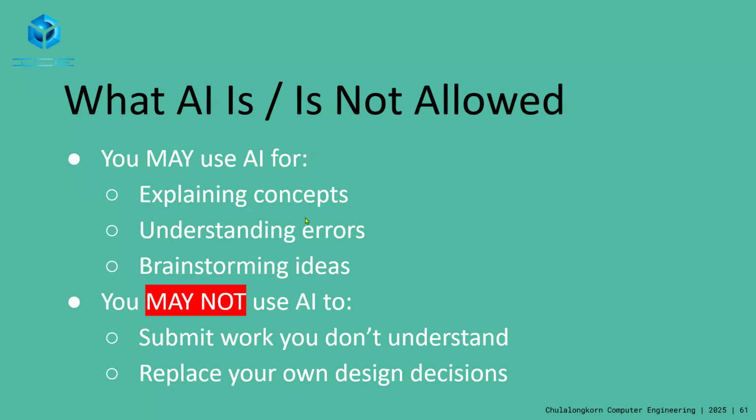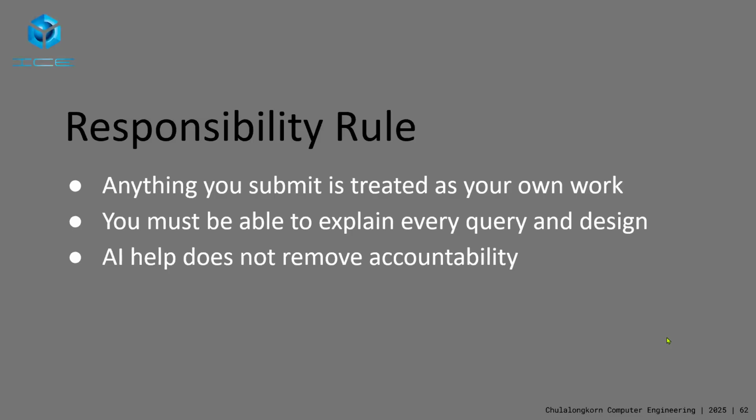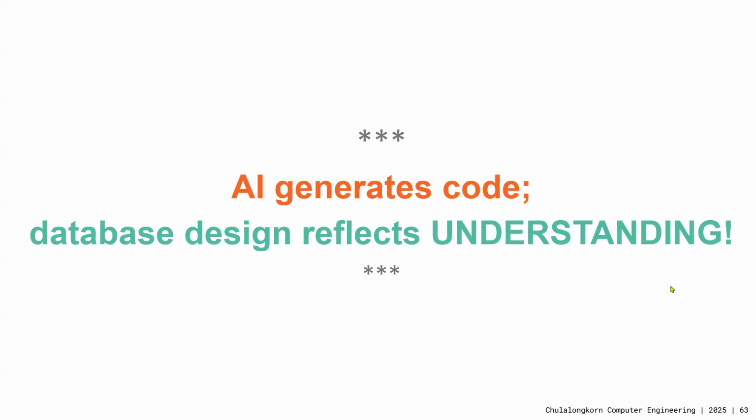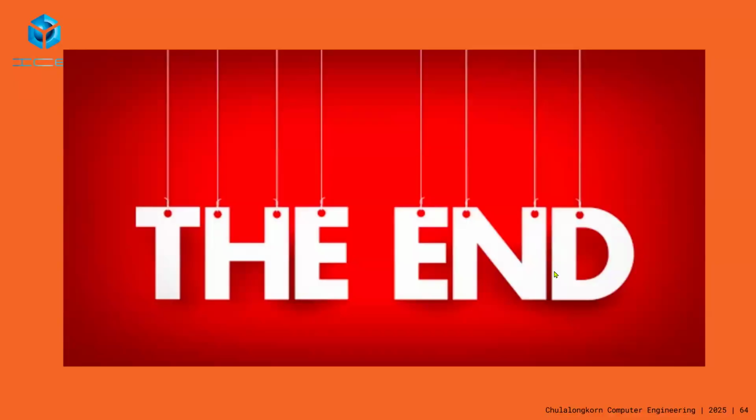So you may use it for explaining concepts, understanding errors, or brainstorming your ideas, but you may not use AI to submit work that you do not understand or to replace your own design decisions. So the responsibility rule is that anything you submit is treated as your own work. And you must be able to explain every query and design of your database. AI actually helps, but does not remove the accountability. So finally, AI actually generates code, but the database design reflects the understanding that you know your work, right?